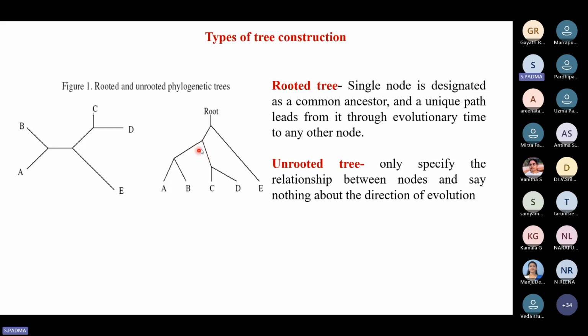This would be a bifurcating node. This is also a bifurcating node. This is the external node or a terminal node. So this is a rooted tree. It is having a strong ancestral origin, and this is one way of reading the tree.